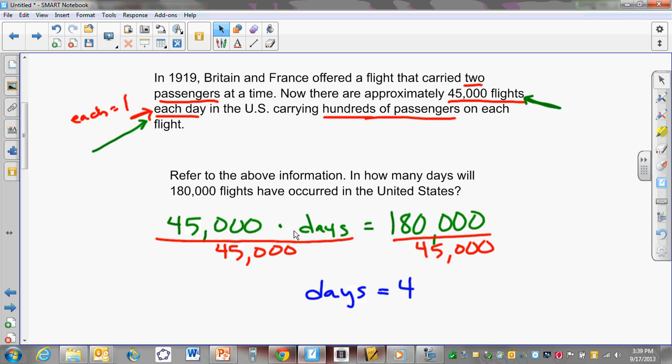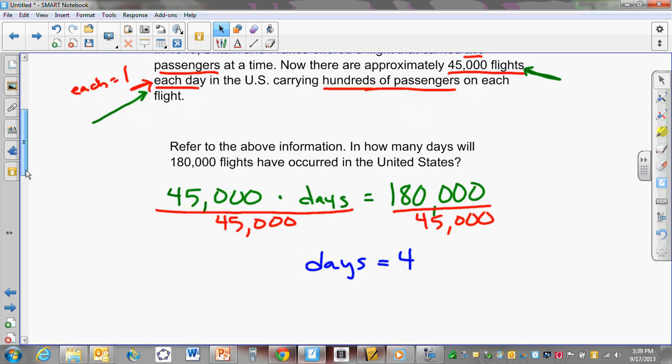Since we're multiplying here, all we have to do is divide both sides by 45,000. We'll have the number of days by itself. 180,000 divided by 45,000 is 4. It would take 4 days to reach 180,000 flights, about, because this says approximately. But the number they will be looking for is 4.